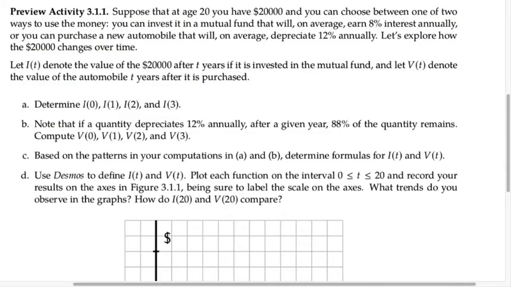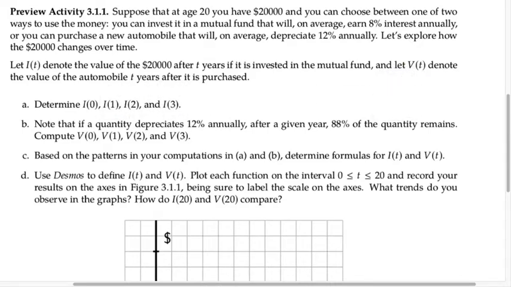This first activity gives us a contextual situation. Suppose that we have $20,000 and we can do one of two things with it. We can either invest it in a mutual fund that earns 8% annual interest, which is a pretty good mutual fund, actually, in today's market. Or the other option is I can go buy a car for $20,000, and that car's value is going to depreciate by 12% every year.